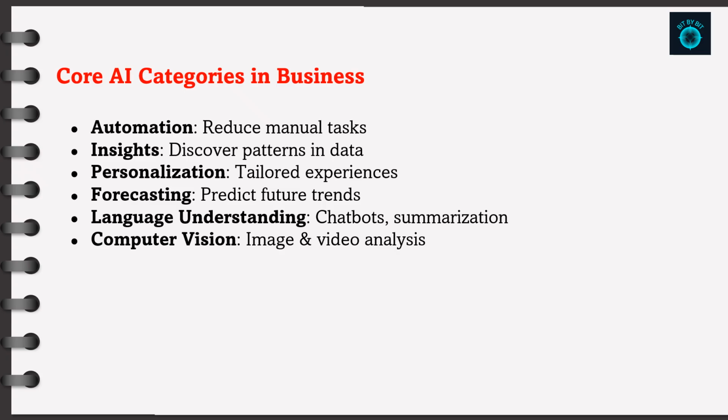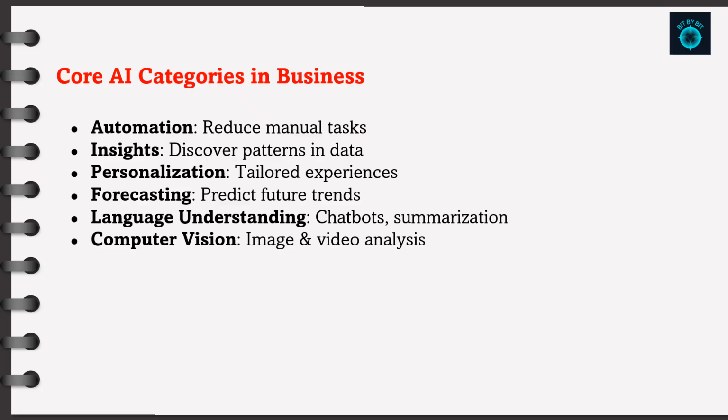We begin with automation. AI reduces repetitive tasks, such as sorting documents or answering common questions using chatbots. Next is insights. AI detects patterns in complex data. This helps in discovering trends, making predictions, or identifying unusual behavior.